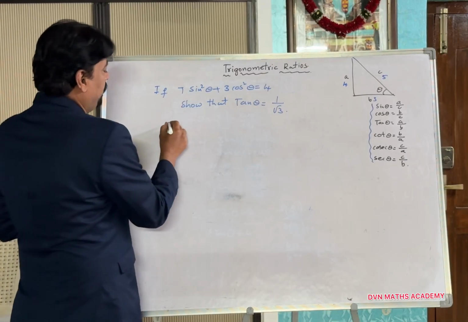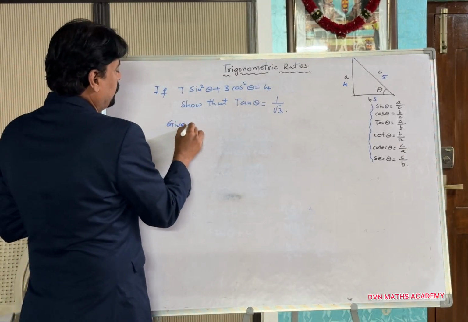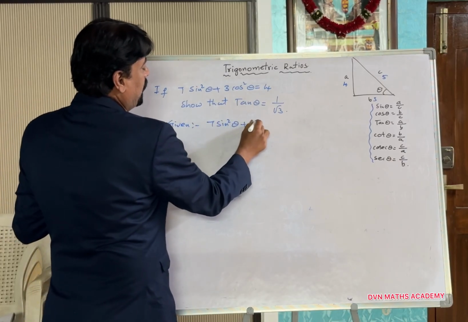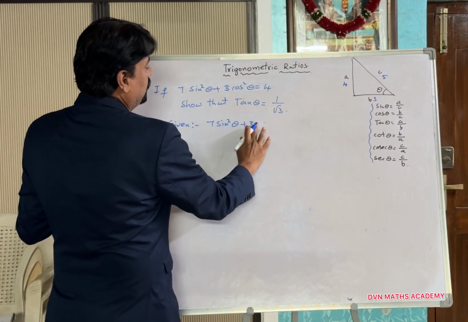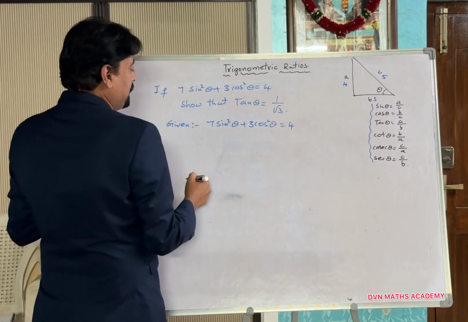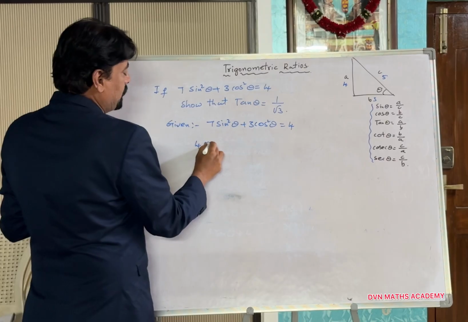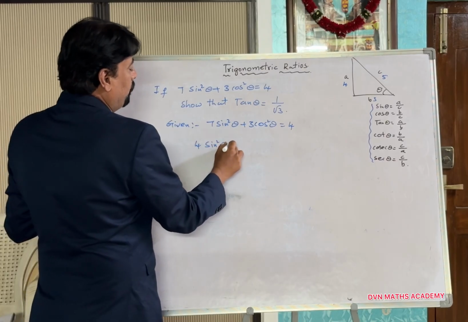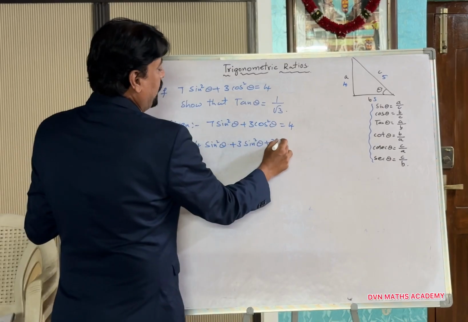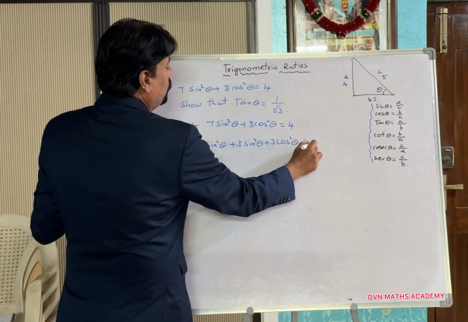Now the question given is 7 sin square theta plus 3 cos square theta is equal to 4. This 7 sin square theta, I can write as 4 sin square theta plus 3 sin square theta, plus 3 cos square theta is equal to 4.